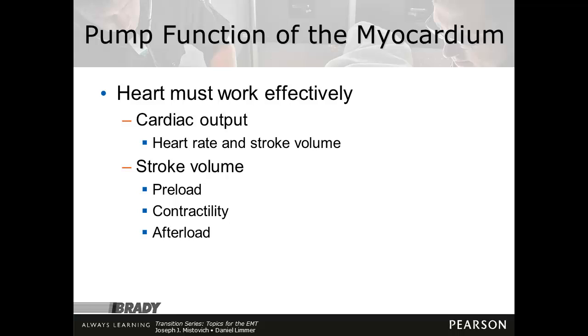For the heart to work effectively, it must have sufficient stroke volume, or the amount of blood that's ejected with each pump, and a sufficient heart rate. Normal heart rate is somewhere between 60 and 100 beats per minute. Normal stroke volume is about 70 milliliters. Stroke volume is affected by the preload, or the amount of blood available to the heart, the contractility of the heart, the pressure with which it ejects blood from the ventricles, and the afterload, or the pressure in the arteries against which the heart is ejecting.